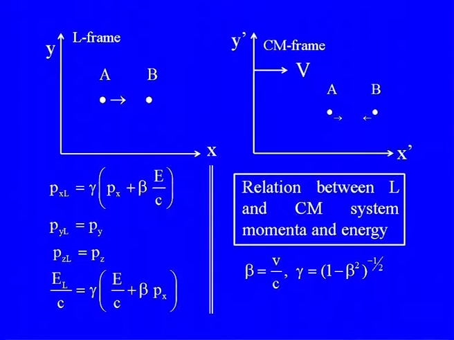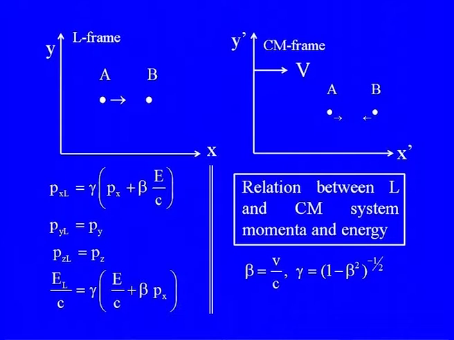For example, if px is the linear momentum along the x-axis in the center of mass system, and E is the energy in the center of mass system, then the Pxl, that's the x component of the momentum in the lab system, is related with the help of the Lorentz transformation. That's gamma times px plus beta E by C. Okay. Since we have taken the motion to be along the x-axis, the y and the z components are the same here.